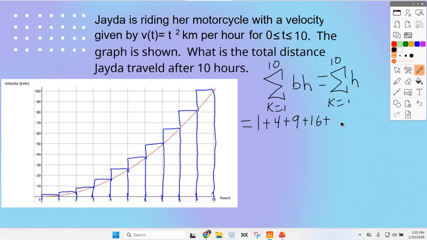16, 25, 36, 49, 64, 81, and 100. Go all the way to 100. Okay. So if we add all of those together, what do we get? No. It's not above 400.